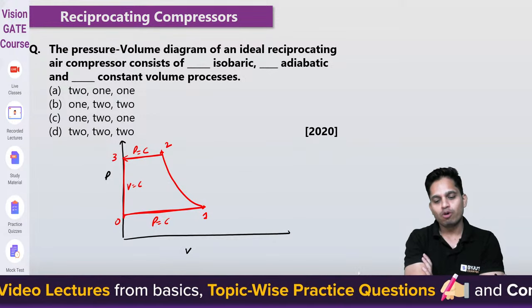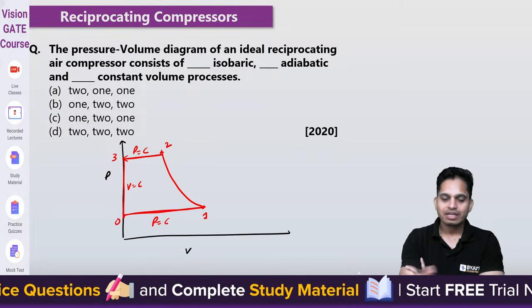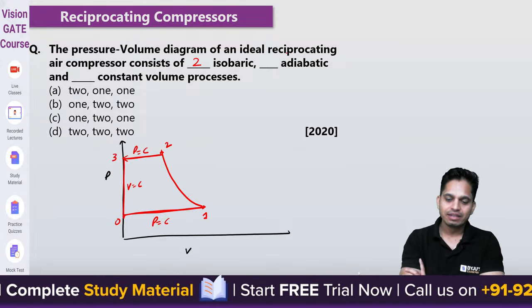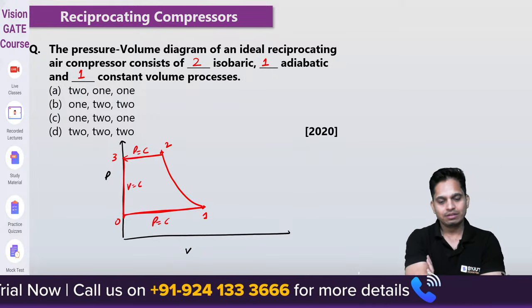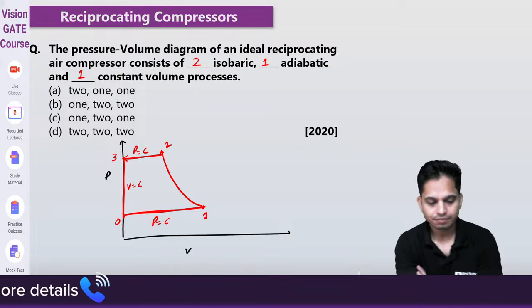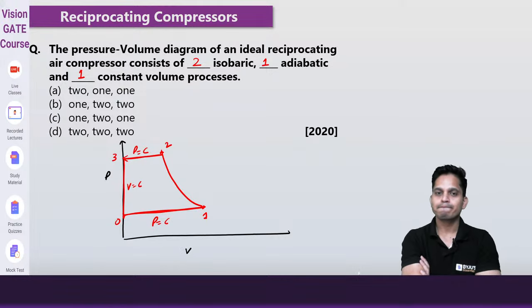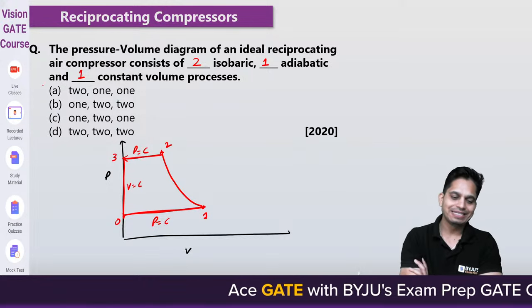So now how many processes? Sir, 2 isobaric, 1 adiabatic and 1 constant volume. Yes or no? Yes, A is correct. Very good.